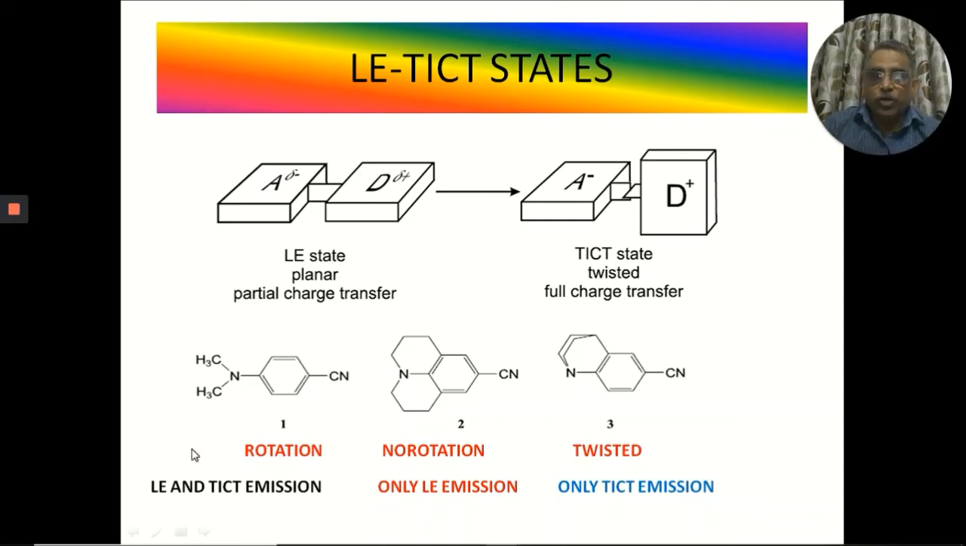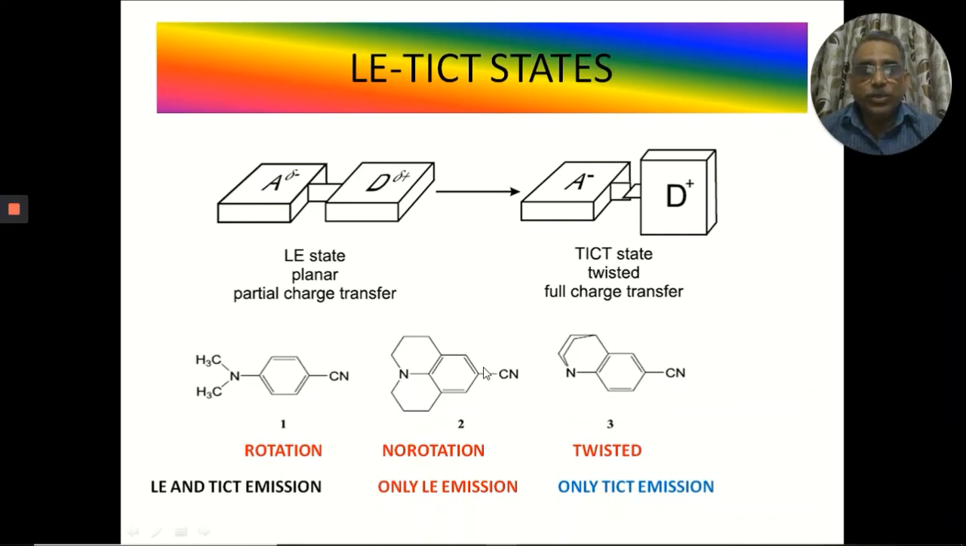Now if you observe the fluorescence behavior, in the first case you have the LE and the TICT emission, that is, two emissions are observed for the first molecule. For the second molecule there is no rotation possibility, so only LE emission is seen and no TICT emission is observed. Here it is in a twisted form. You don't need rotation to have the charge transfer. Since it is already in a twisted form, you see only charge transfer emission, and no LE emission is seen.